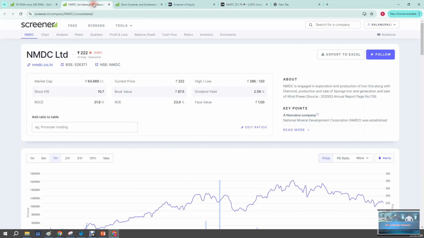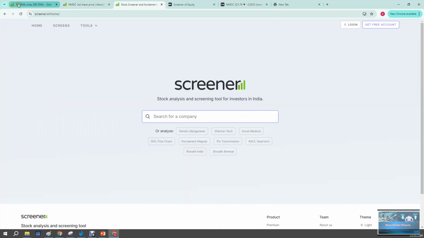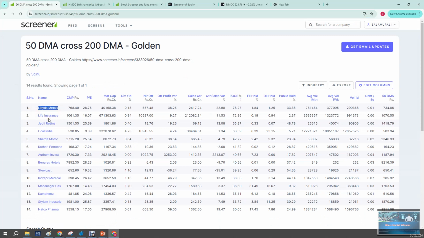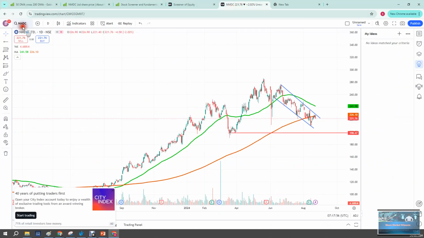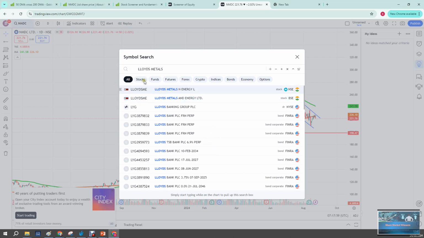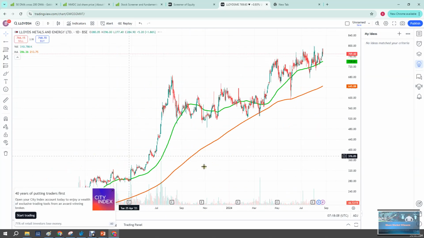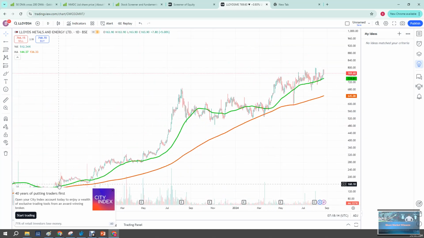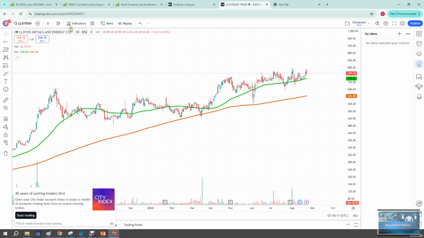So utilize the screener outcome of this. We can take Lloyds Steel and Lloyds Metals as an example as well. I'm just going to plot it and see how it looks. Okay, Lloyds Metals. This has already crossed some time back, but it is trading again above the 50 moving average. So can I invest here?